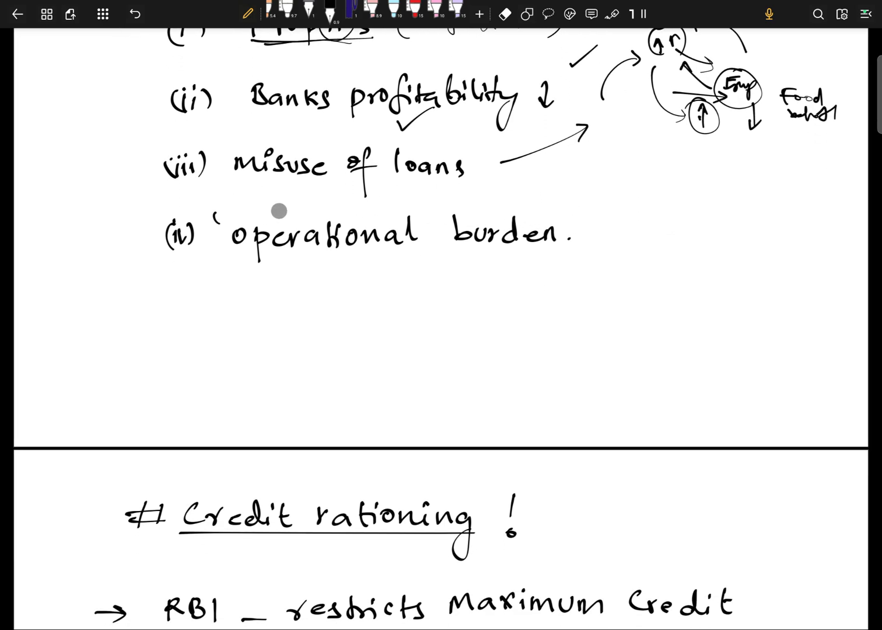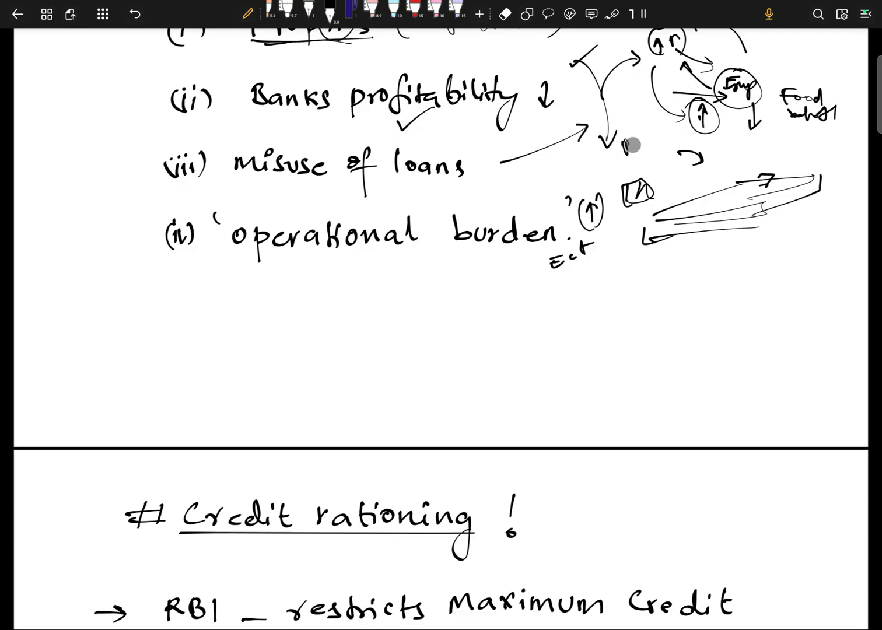There is an operational burden on the banks because even to recover the loans, we have to establish branches in the villages. We have to look for where the farmer is living to recover the loans, etc. The operational burden increases because the non-performing assets increase.